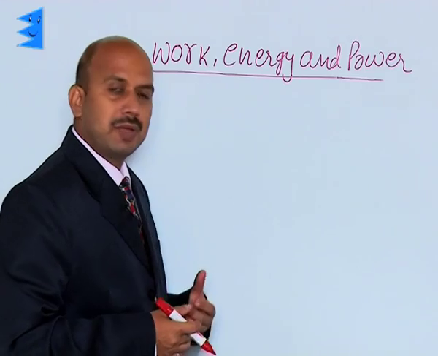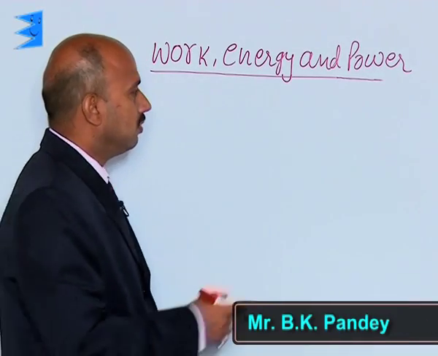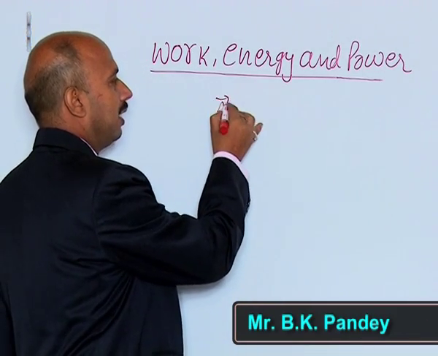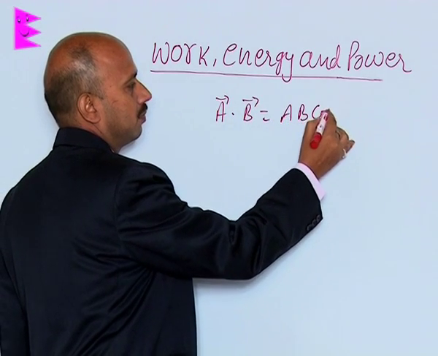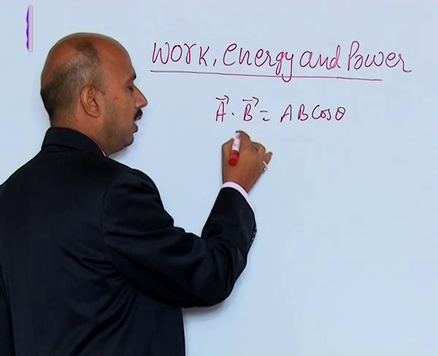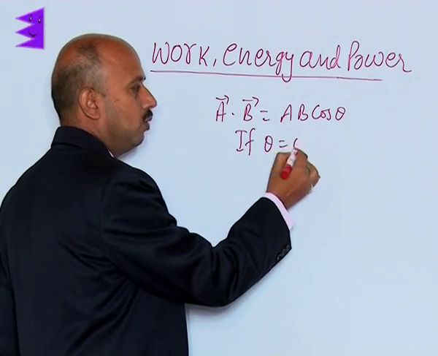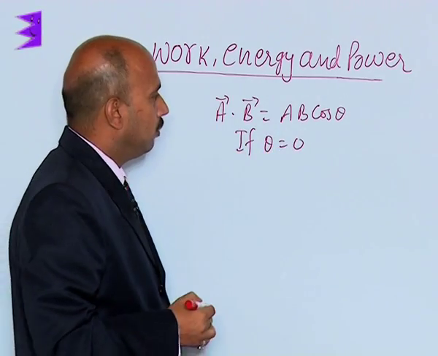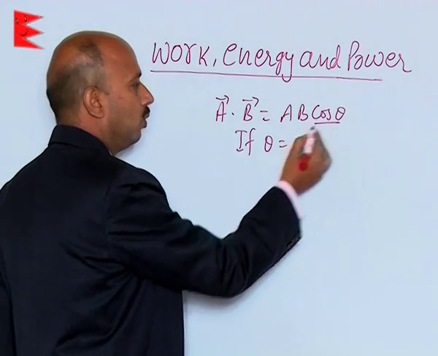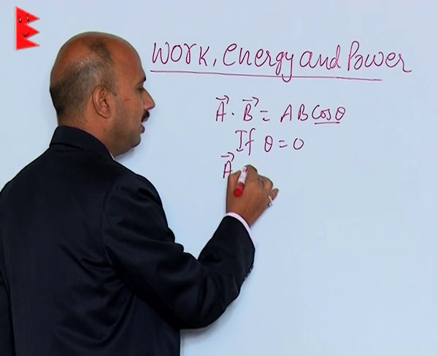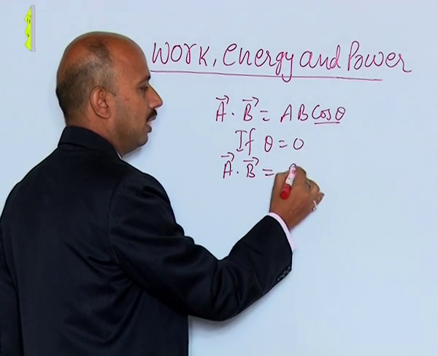Now let us see some cases of the dot product of two vectors. The dot product of vector A and B is written as AB cos theta. If theta is equal to 0, it means vector A and vector B are parallel to each other. We know cos 0 is 1, so we can write A dot B is equal to AB.